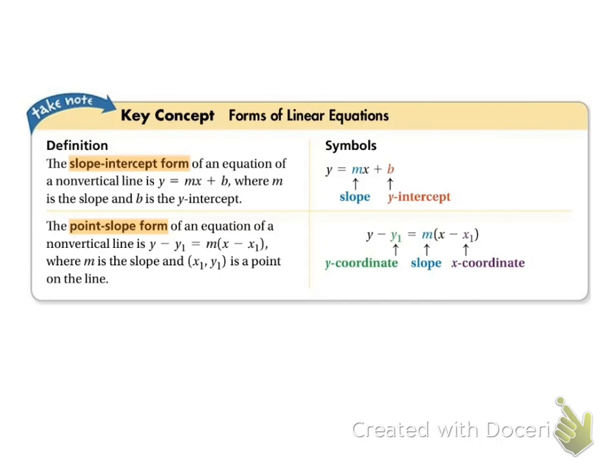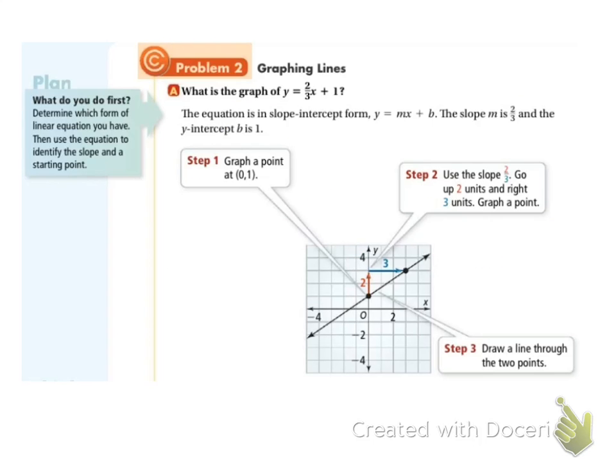Okay, 2 forms of equations that we use. The slope-intercept form, which gives us our slope and gives us our y-intercept: y equals mx plus b. And our point-slope form, which gives us a point, x1, y1, and our slope. Let's see those put to use.